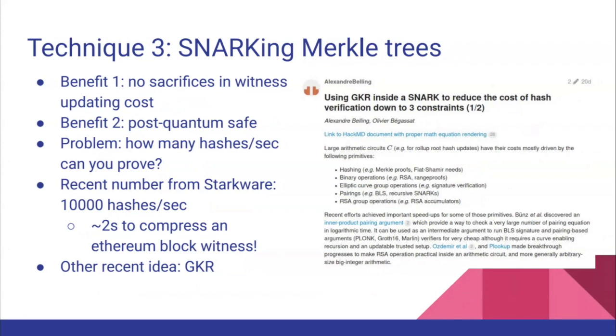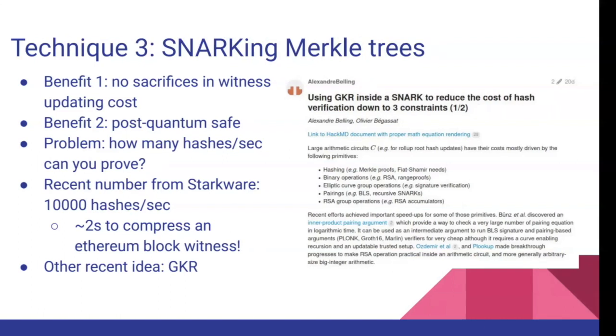The problem is proving time. Recent numbers from StarkWare using their STARK-friendly hash function: 10,000 hashes per second, which is potentially 2 seconds to compress an Ethereum block witness, which is already just really impressive and amazing. So this already gets into the range of viability. And that, by the way, is just with a desktop computer. And then some researchers also recently came up with an interesting idea of using a GKR-based protocol to prove hashes with much fewer commitments than just field operations. So there's an ETH research post about this.